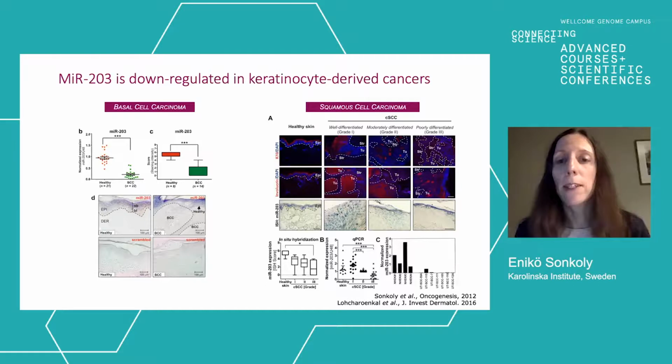In squamous cell carcinoma, the situation is a little bit more complex. It is also a keratinocyte-derived cancer, but it can have different differentiation grades. And what we saw here is that in well-differentiated cancers, the levels of miR-203 were not changed significantly. However, it showed a decreasing level of expression with lower differentiation grades. So cancers with a poorly differentiated grade had lower levels of miR-203.